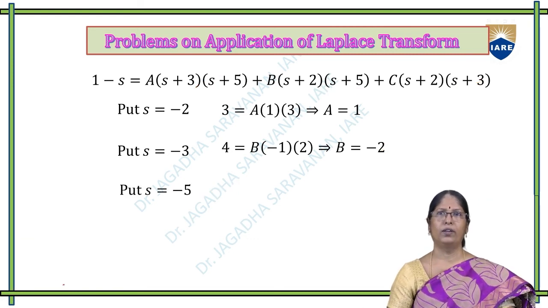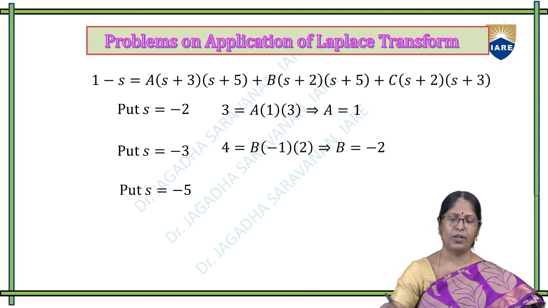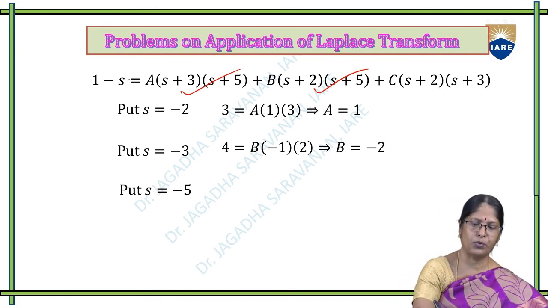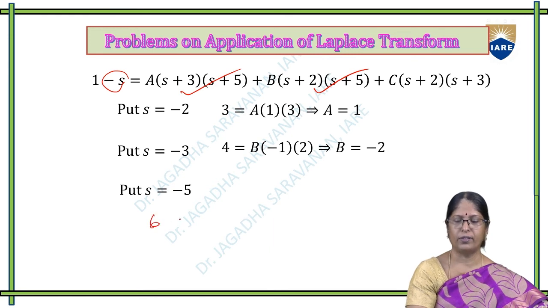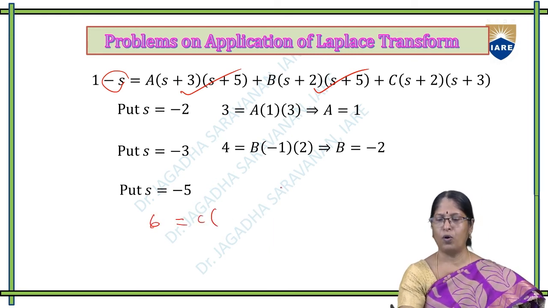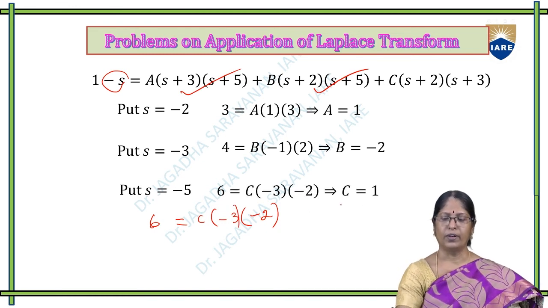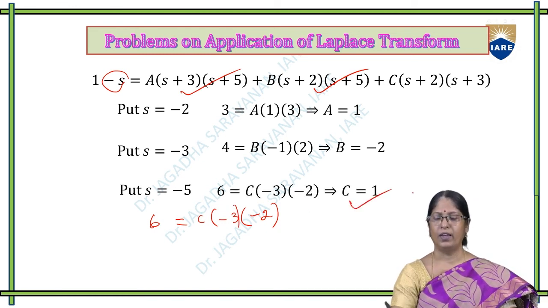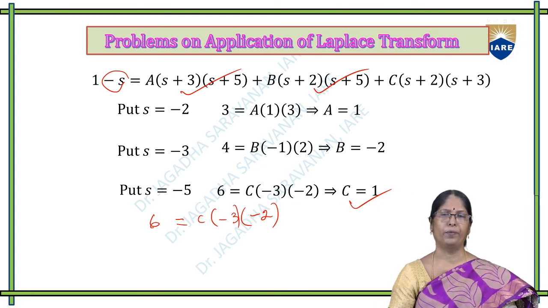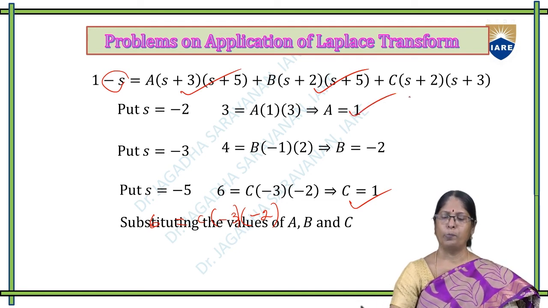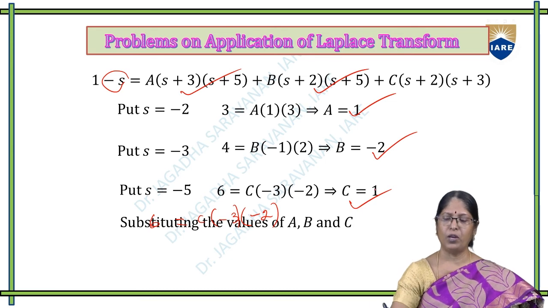So the final one, s equal to minus 5. So with minus 5, this and this both are getting cancelled. So if we substitute in this particular place, we are getting 6 equal to c of minus 3, minus 2. So we are getting here that is also 6 equal to 6c. It's nothing but c equal to 1. All the values we got it. That is a equal to 1, b equal to minus 2, c equal to 1.